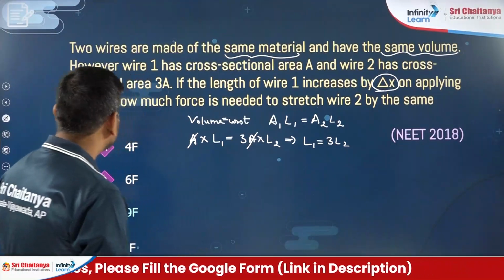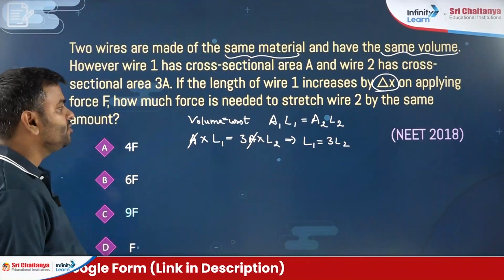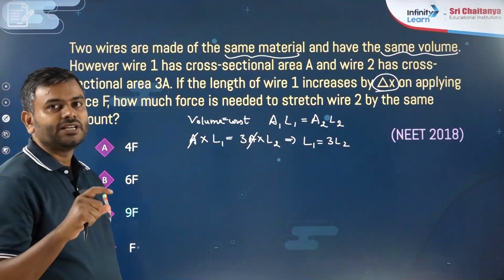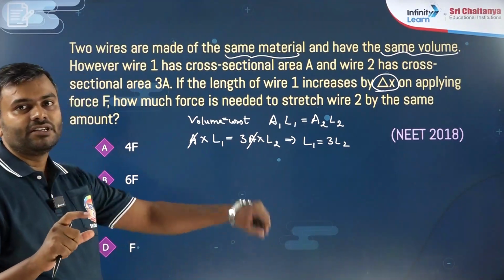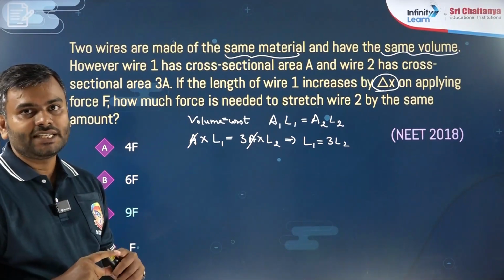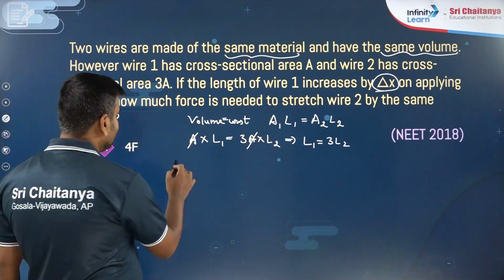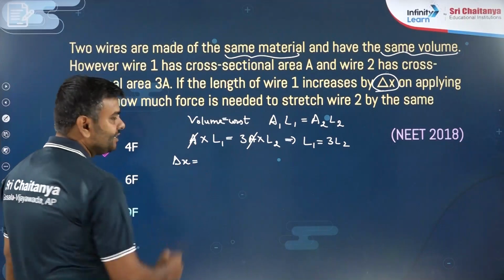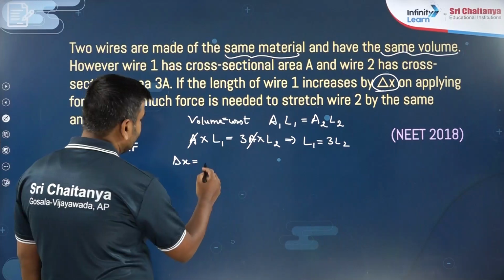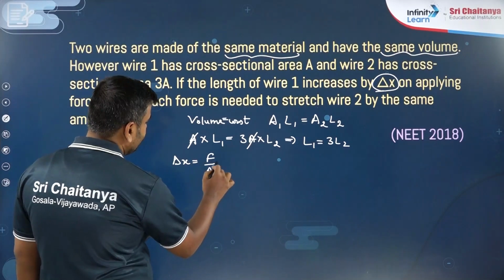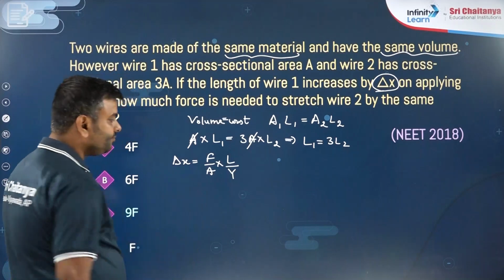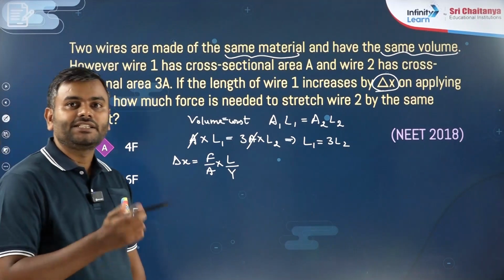On applying a force F, how much force is needed to stretch the second wire by the same amount? So again, here they are saying that the value of delta x is the same. And we know that delta x, the stretch or elongation, will be equal to force upon area into length divided by Young's modulus. And this delta x is the same for both the wires.